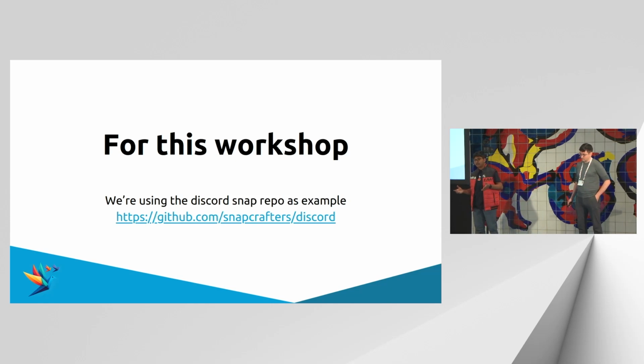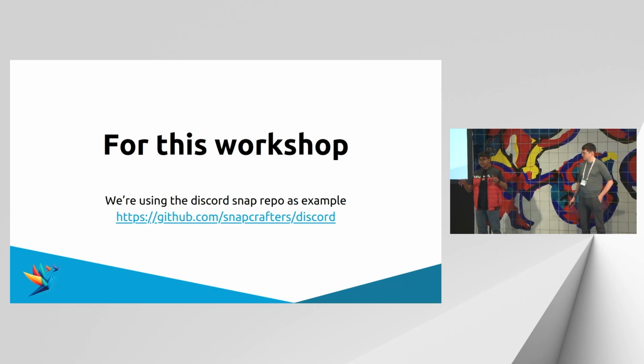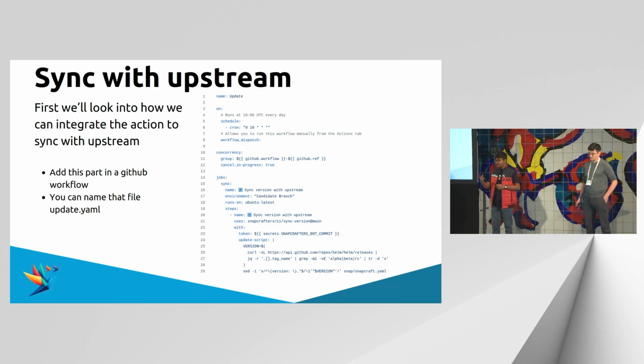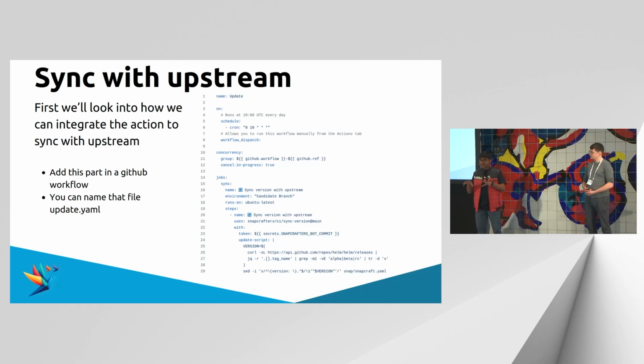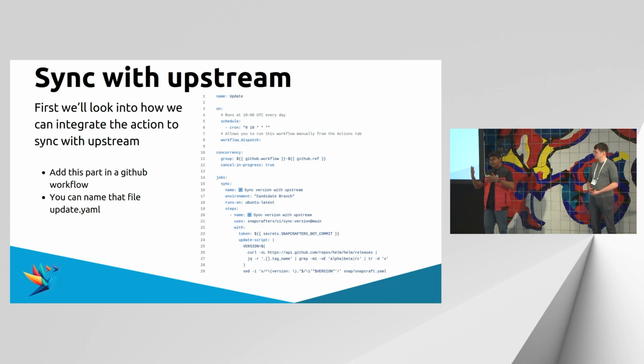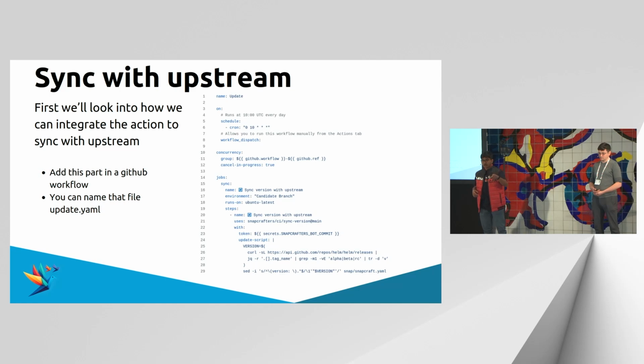Snapcrafters maintain the Discord snap, and we are using that snap's CI setup as an example for this workshop. The first thing, the most basic and important thing, is to update your snap regularly. You have maybe three, four, five parts to build your snap correctly with all its dependencies. You are building it from source, from some tarball, or from some kind of tag. So you need to update that version, right? You need to update every single tag. Also, you need to update the version of your snap itself at the topmost level.